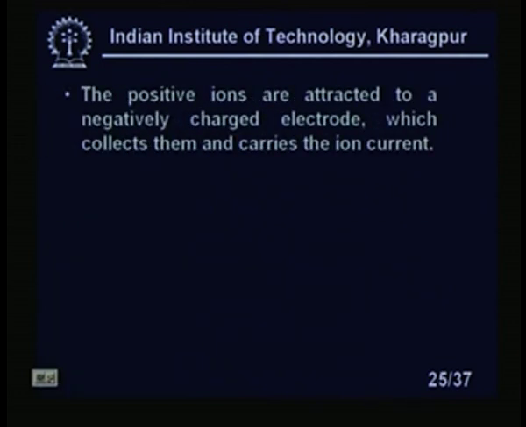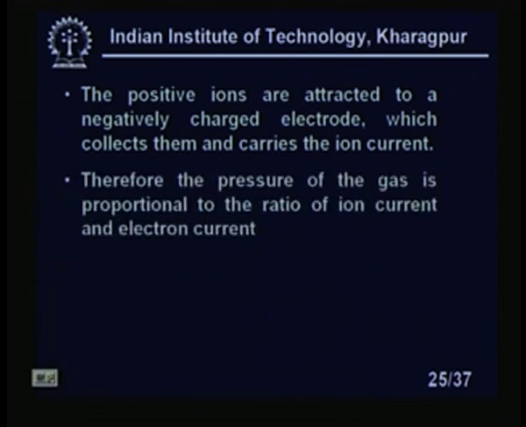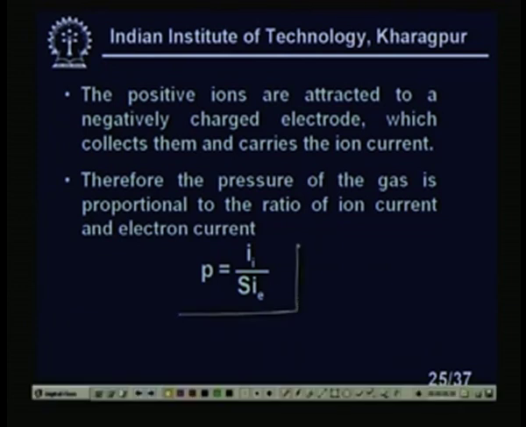The positive ions are attracted to a negatively charged electrode, which collects them and carries the ion current. Therefore, the pressure of the gas is proportional to the ratio of the ion current and electron current, even though the electron current is constant. This is a very famous expression. So, you see this is our relation. This is the ion current and this is the electron current. This is almost constant, this is an emitter constant S.